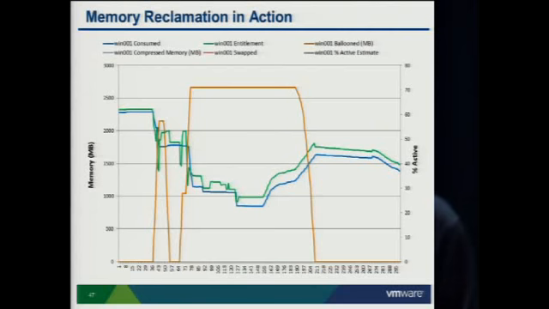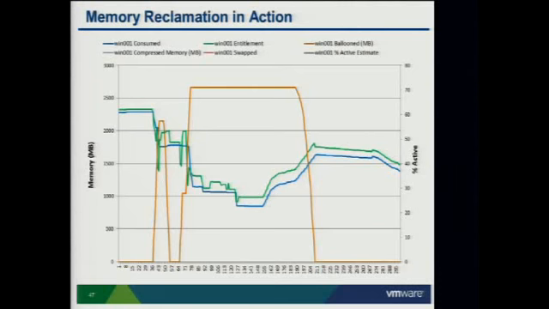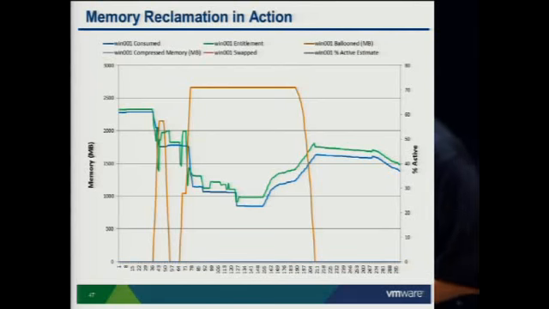So if you have 4 gig of memory, your balloon tops out at what? 2.6 gig of memory, which is 65% of your configured memory. So this is what we're seeing here. Now what? If ESX needs more memory, what happens? It's going to resort to compression or swap. So let's take a look at that.